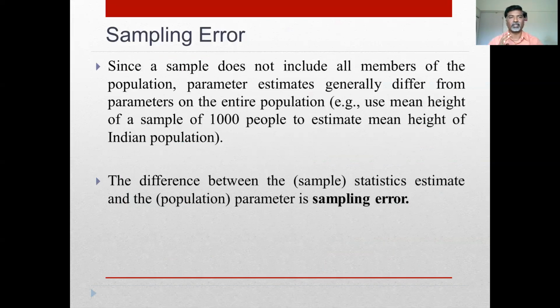Sampling error is one of the concepts. It means we are selecting some representatives from the total population, so there is some chance of having errors because the sample does not include all members of the population. The parameter estimated generally differs from the parameter of the entire population, and that creates some sampling error. So sampling error is nothing but the difference between the sample statistic and the population parameter.